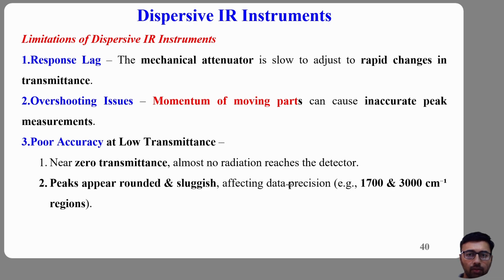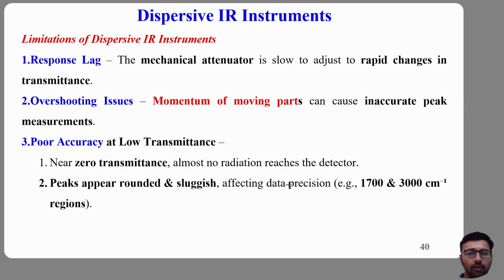Suppose the spectrum contains a very sharp absorption peak, the system may not react quickly enough. The pen recorder physically lags behind the true signal. This creates distorted peak shapes. Every moving mechanical component has inertia. The heavier the system, the slower the response is. This limits scanning speed and spectral accuracy.